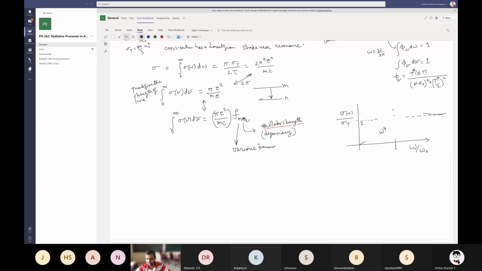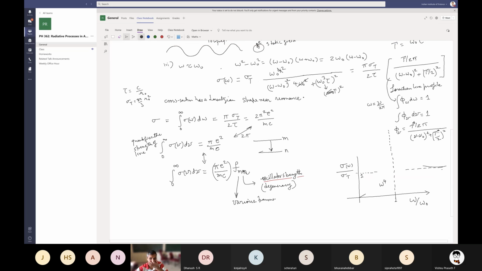This is my resonance, where the cross section is enormously high, because at omega close to omega naught, this is really a delta function. So you have this Rayleigh part, and then you have a resonance where it is Lorentzian, and then it saturates to sigma t. This is 1, and this is Rayleigh, this is Thomson, this is Lorentzian.